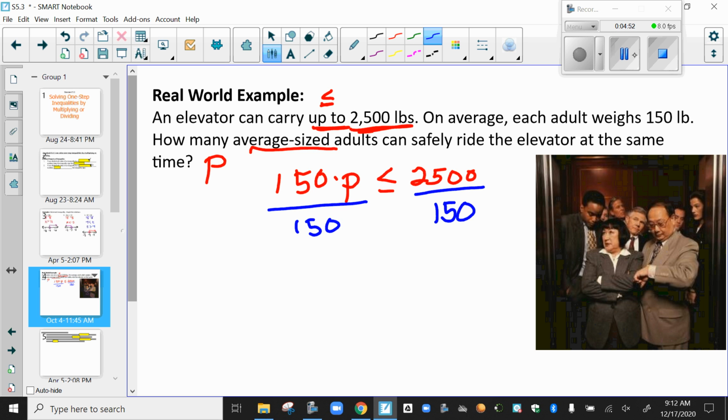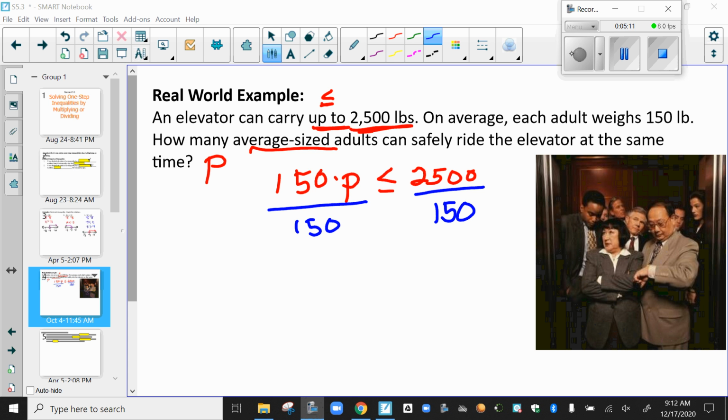Now I'm going to have to calculate. So I'm going to type that in my calculator here. 2,500 divided by 150. Oh, that's going to give us 16.666666667. Can we have a 0.6666667 person in there? No. We're not going to bank on something like that. Like a child or something. No. So here's what we want to do.